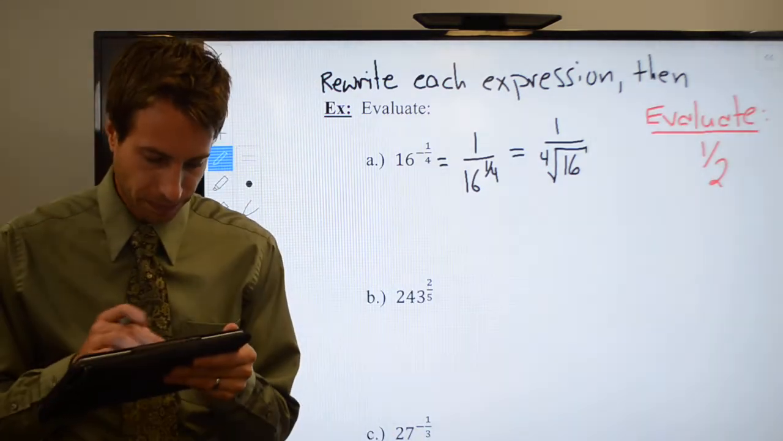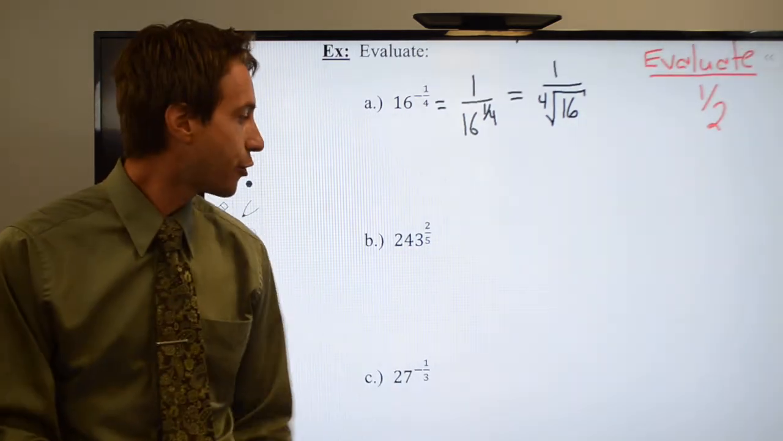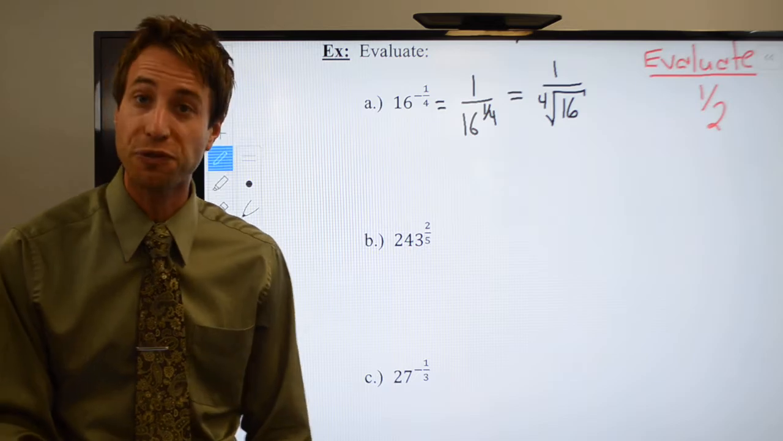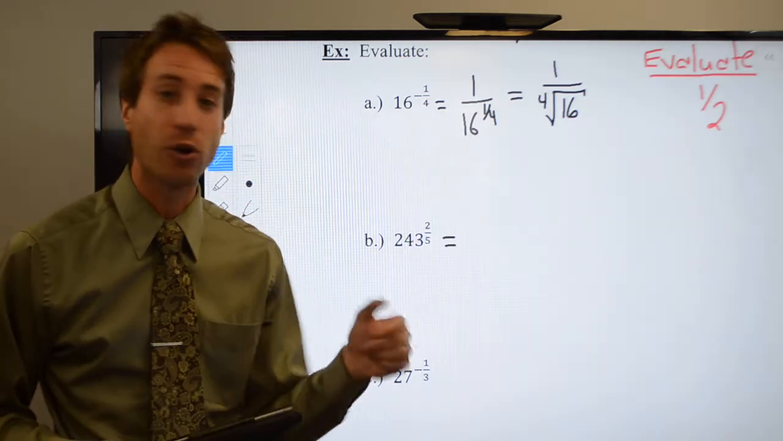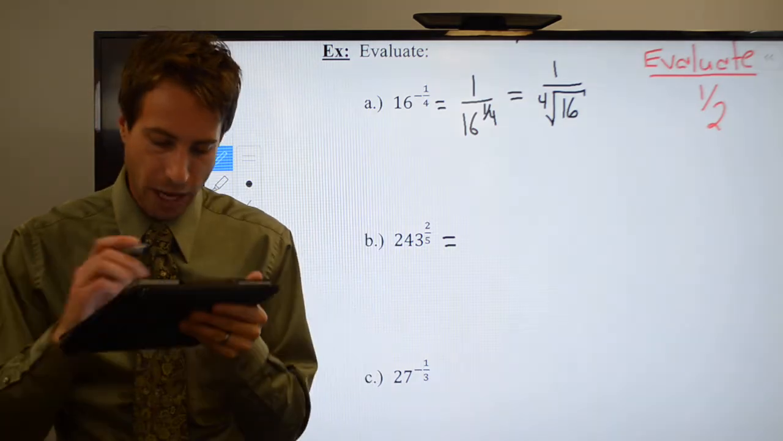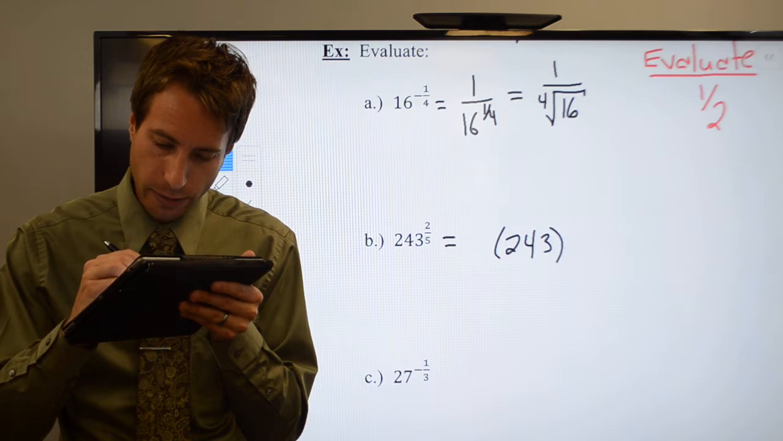The next one. I have 243 to the 2/5 power. Well, we've talked about this. In order to rewrite it, the numerator remains the exponent, so it would be 243, which would be squared.